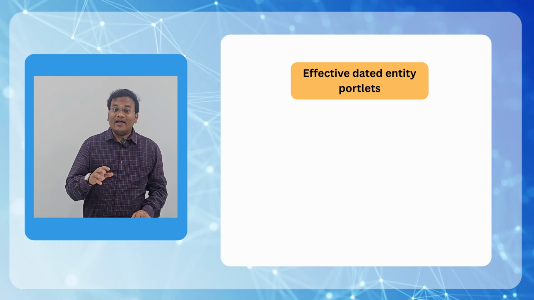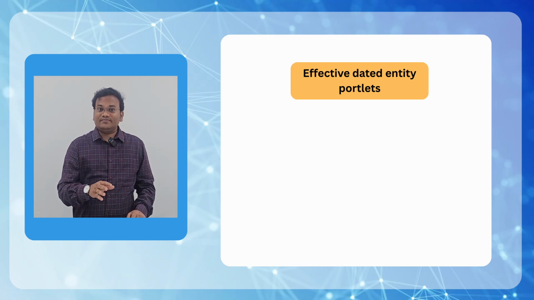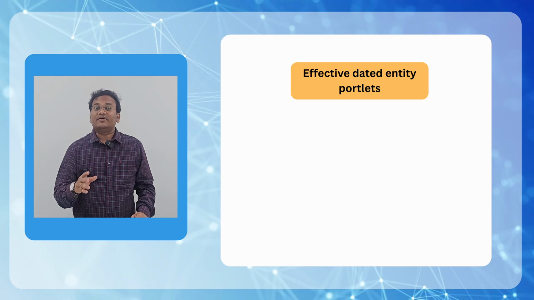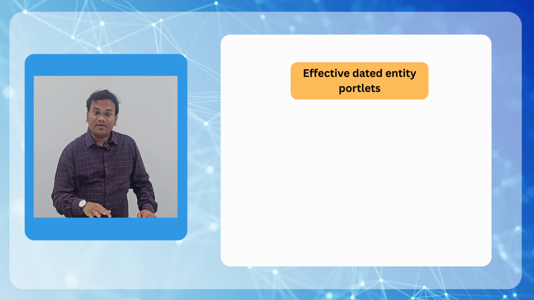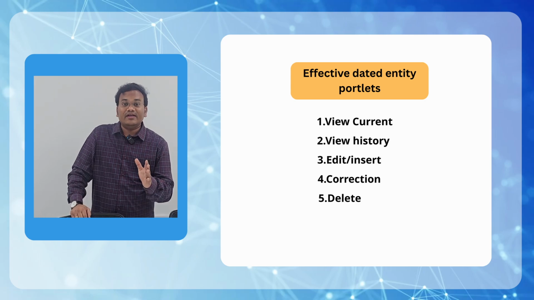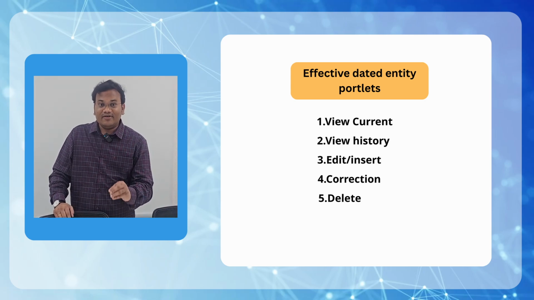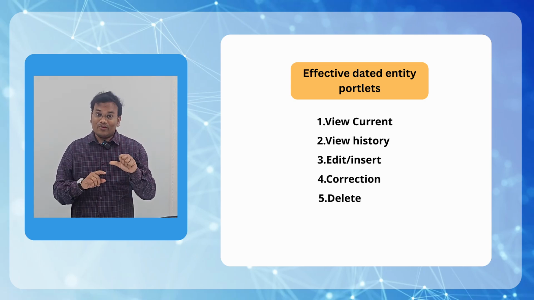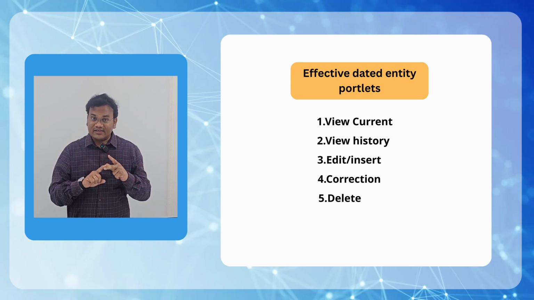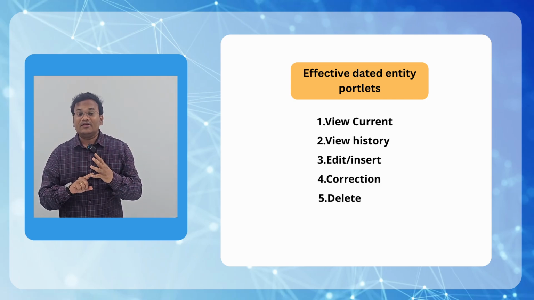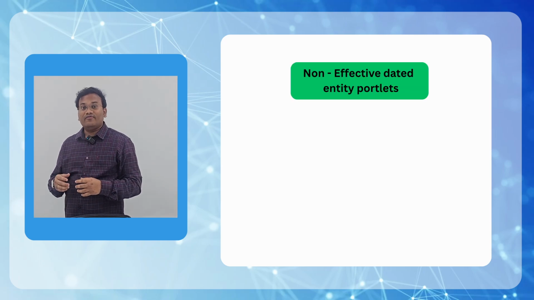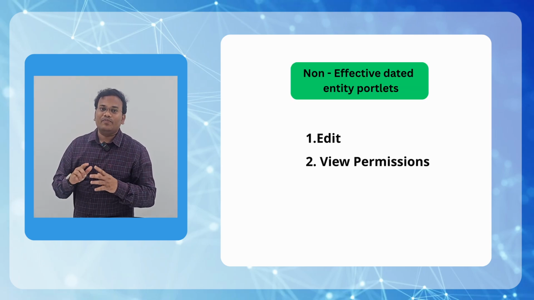By the way, effective dated entity portlets and non-effective dated entity portlets will have special permissions as well. Even the permissions are different. In an effective dated entity portlet, we are having 5 permissions: view history, view current, edit and insert, creation, and deletion. For a non-effective dated entity portlet, we are having edit and view permissions.